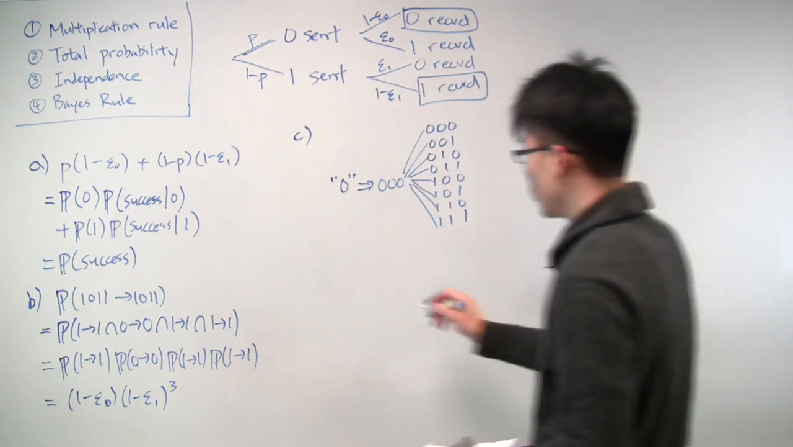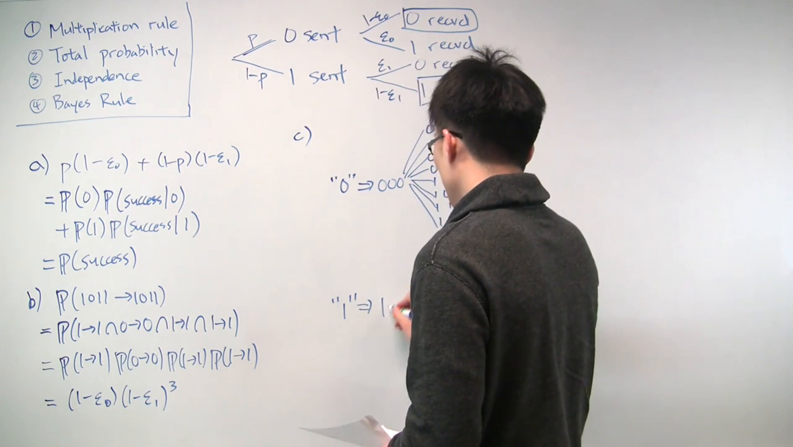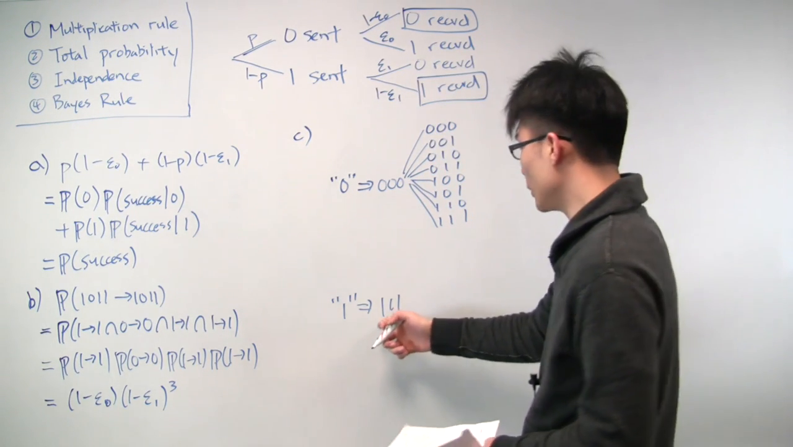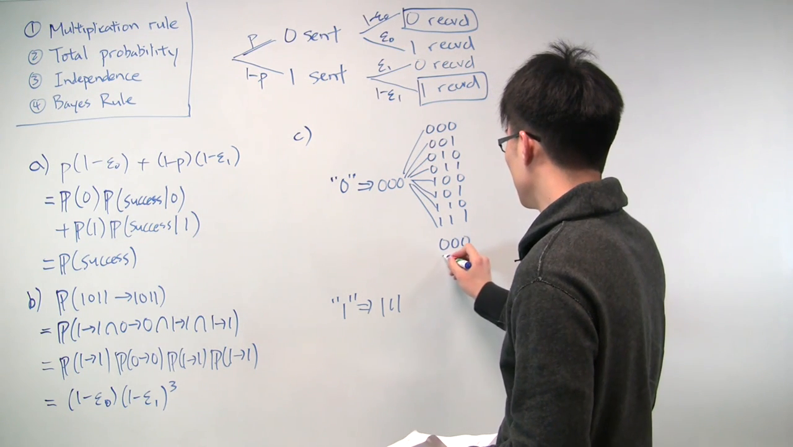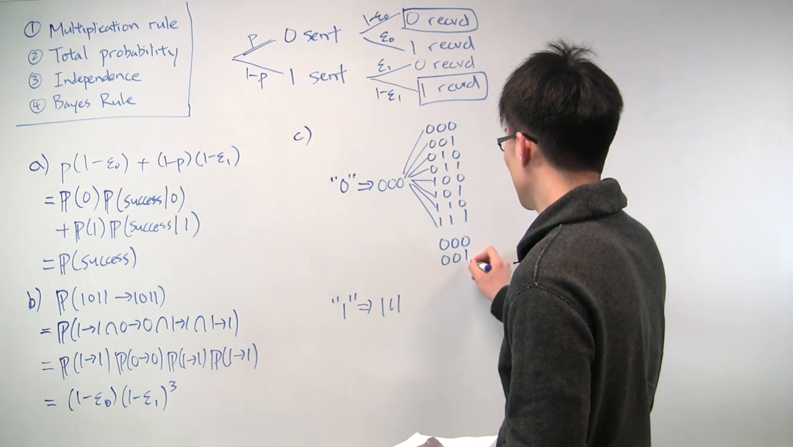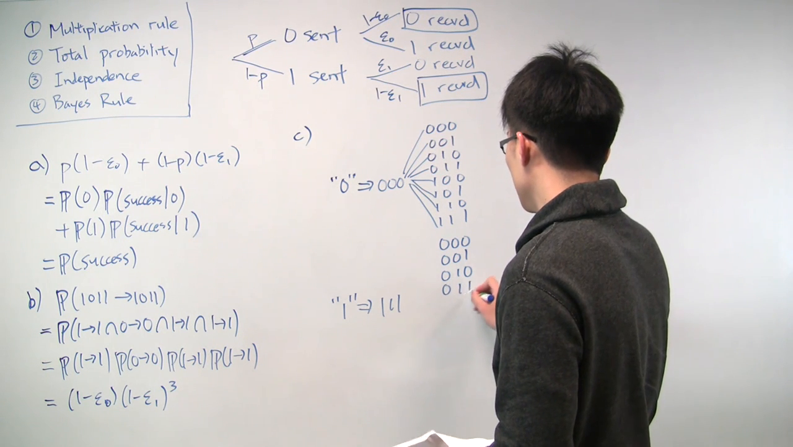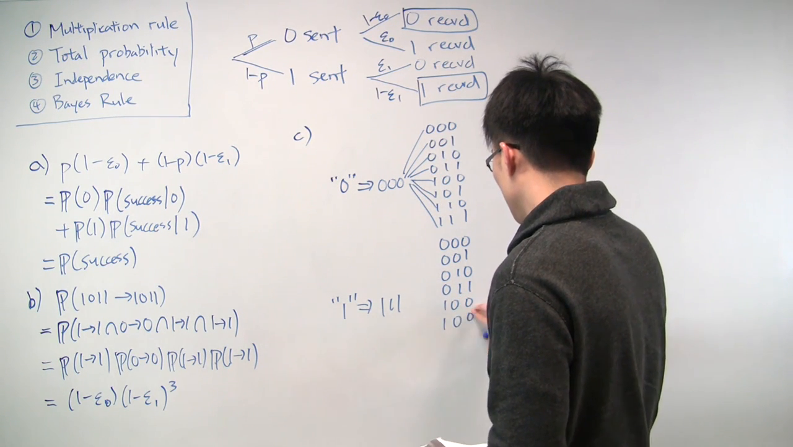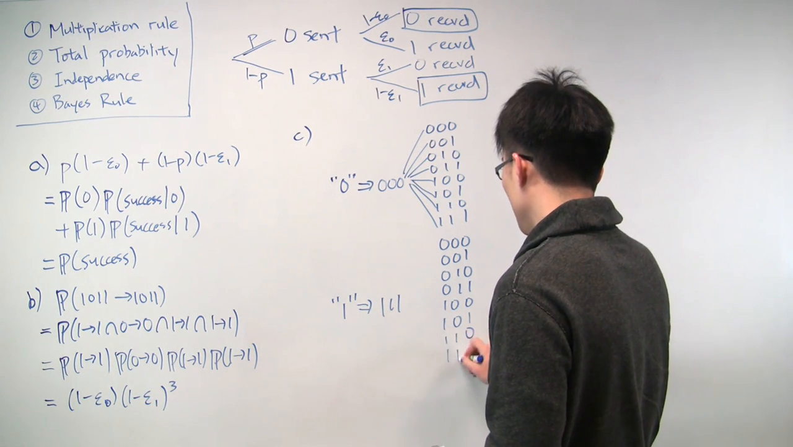Okay, and then similarly, for a 1, when we want to send a 1, what we'll actually send is a sequence of 3 ones, 3 bits. And just like above, this 111 can, due to the noise in the channel, get turned into any one of these 8 sequences on the receiving end.